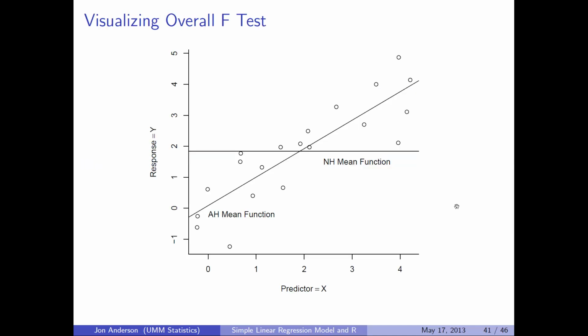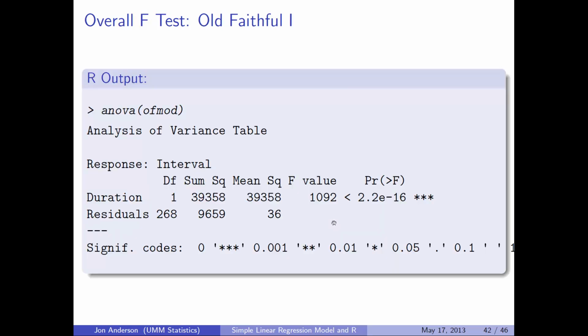Here's a picture of what the two hypotheses look like. The null hypothesis says that the data generating mechanism is some sort of horizontal pattern with no trend. The alternative hypothesis says that, well, there is some kind of trend in the data. And the question is, does the data strongly suggest there's a pattern or doesn't it? And that's what that p-value for the f-test says.